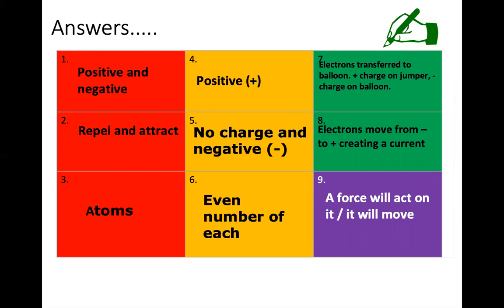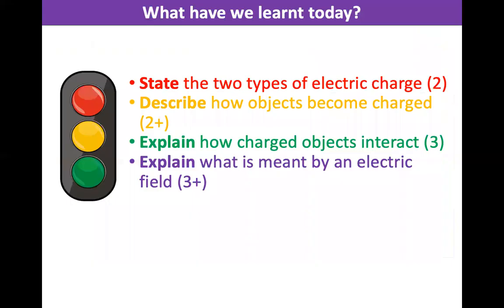And I'll put up more detailed answers and the answers to the challenge questions on Show My Homework for you all to look at. Hopefully that helped. So now we know what the two types of electric charges are. We've described how objects become charged. We've explained how charged objects interact. And we've explained what we mean by an electrical field. So that's our learning done for today. Well done.